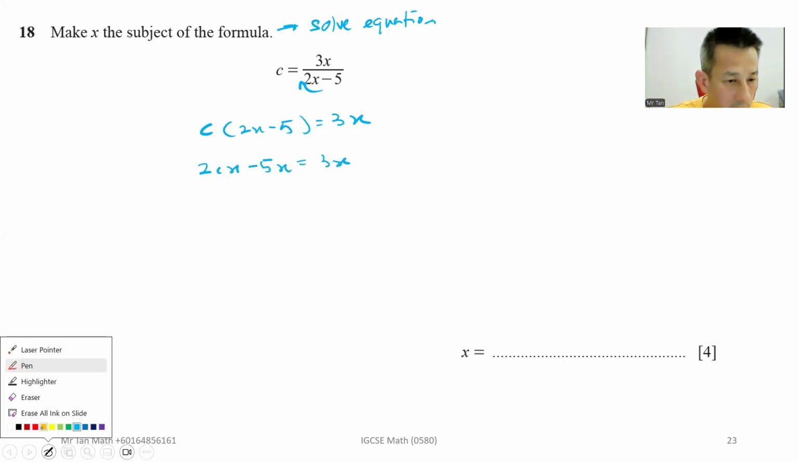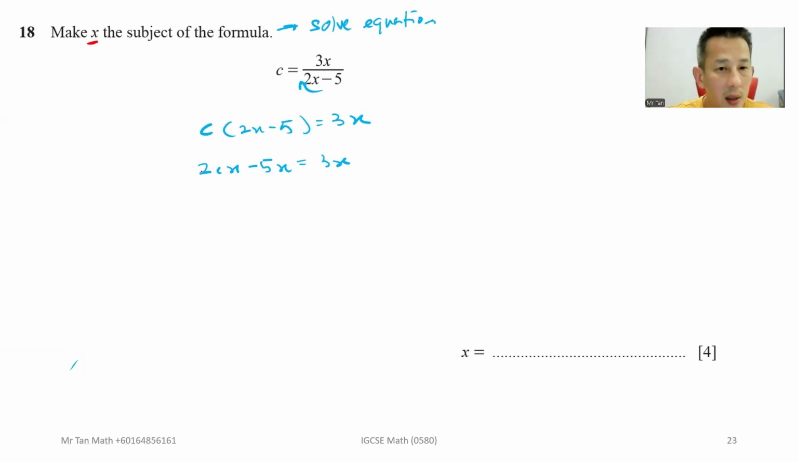Then your unknown is x. So you have x and x. When you have more than one x, you need to factorize. Okay, so put the x together.